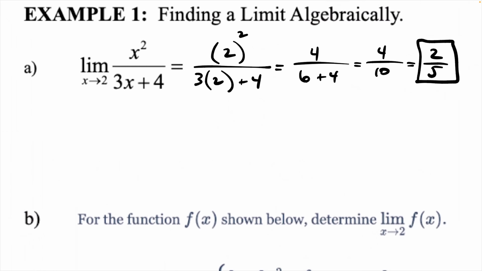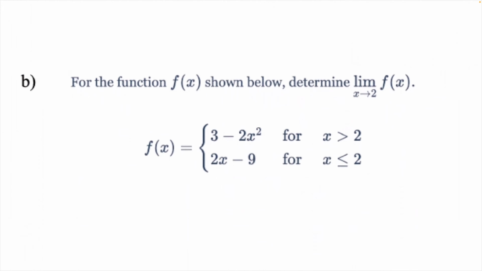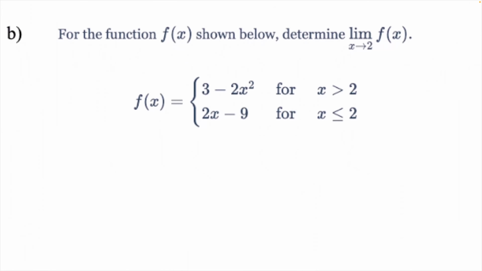Okay? All right, so let's try B. This one's called a piecewise function because it's got multiple pieces, right? So we have 3 minus 2x squared, right? When do we use that one? When we're plugging in what numbers? Because it's got two pieces, right?